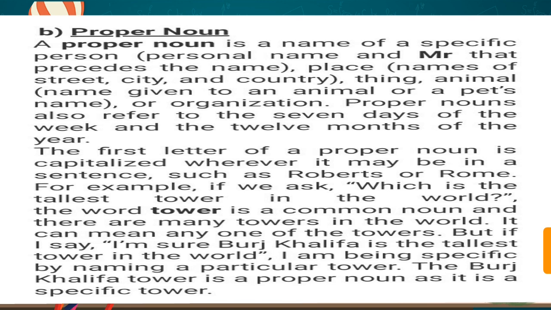The word tower is a common noun, and there are many towers in the world. It can mean any one of the towers. But if I say I'm sure Burj Khalifa is the tallest tower in the world, I'm being specific by naming a particular tower. The Burj Khalifa tower is a proper noun as it is a specific tower. So here we will write capital B and capital K for its name.